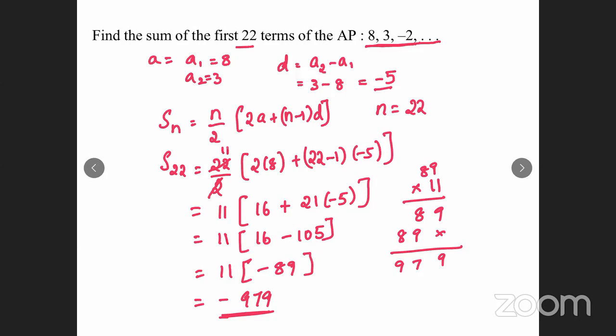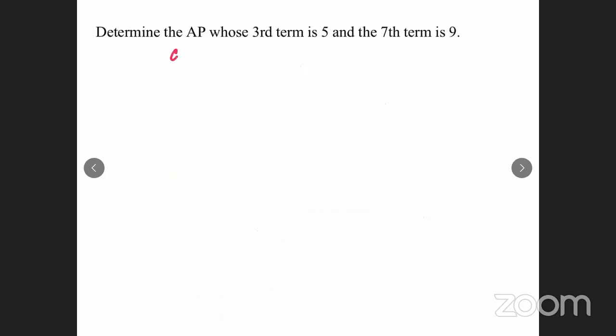So determine an AP whose third term is 5 and the seventh term is 9. Okay, so let's start. A3 is given by 5, and the seventh term is given as 9. And we know A3 can be written as A plus 2D. How can we write this? Because we know AN is equals to A plus N minus 1 into D, AN or TN we can say. So we are asking A3, right?